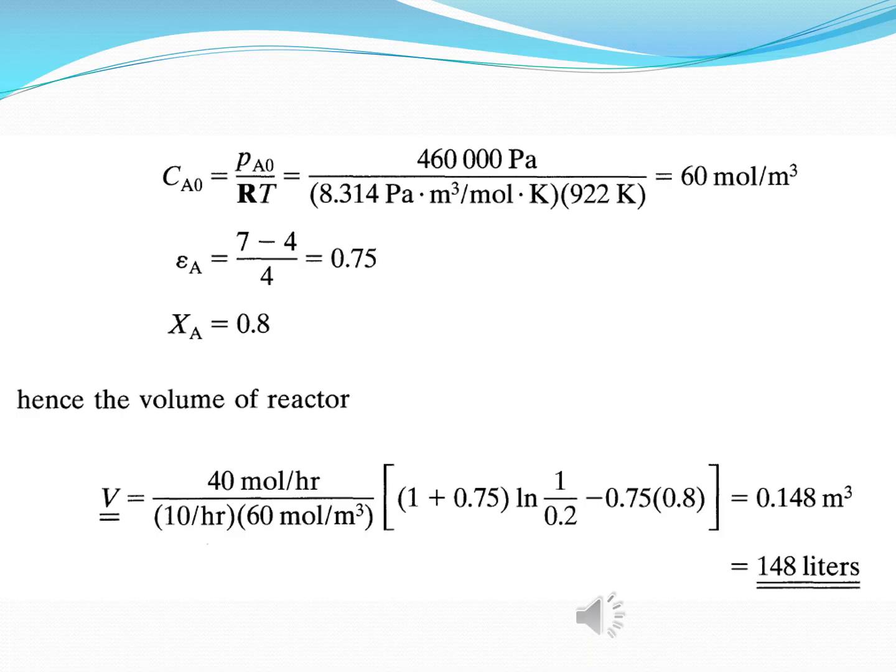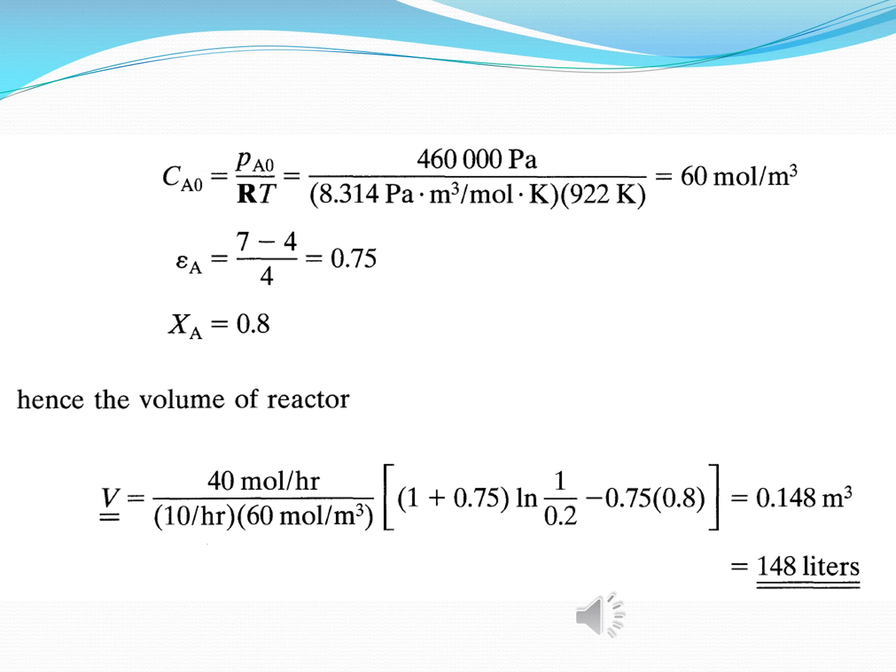As I explained before, we can calculate the concentration by the universal gas law, P over RT. We put the pressure, convert it into pascals, convert the temperature into Kelvin, and use the R value. So we get the concentration, which becomes 60 moles per meter cubed. This is the initial concentration, which was not given, but we calculated it. So if you are not given the concentration in any problem, don't panic, you can find it from the conditions of temperature and pressure.